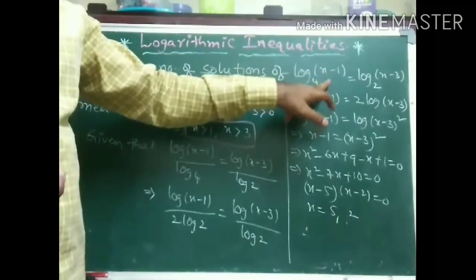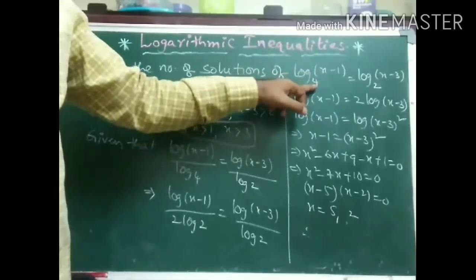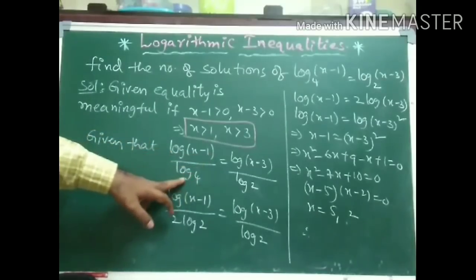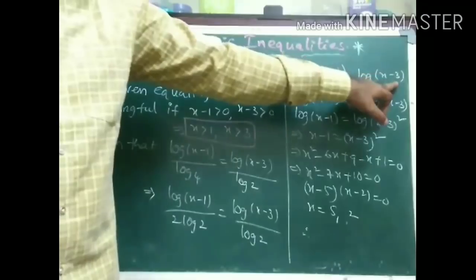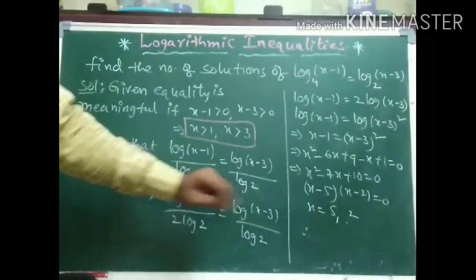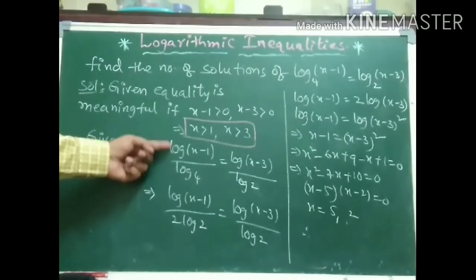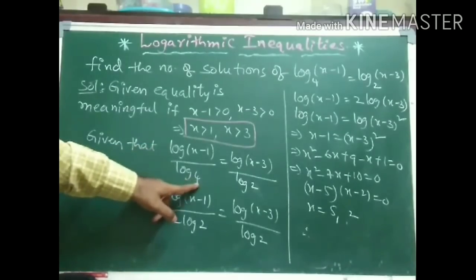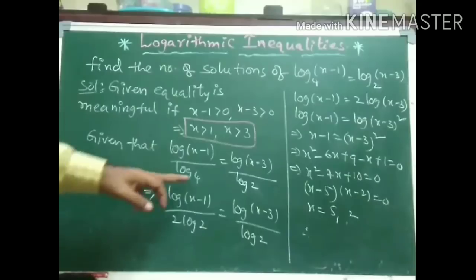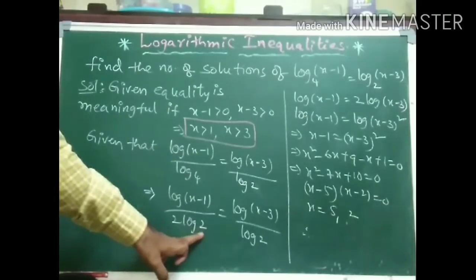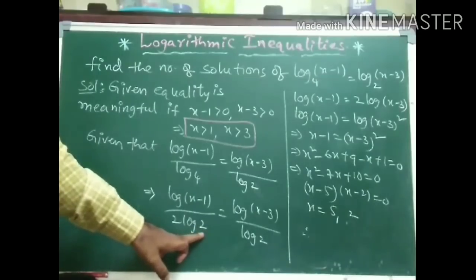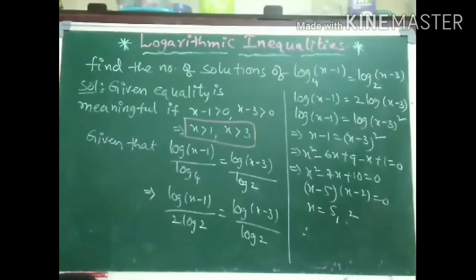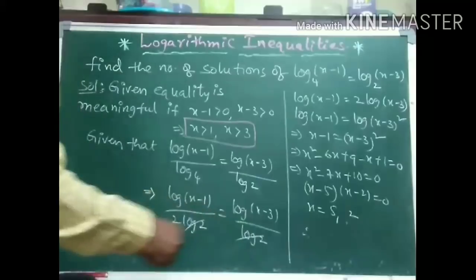This is log a to the base b. Can write it as log a by log b. Hence I can write it as log of x minus 1 by log 4, which equals log of x minus 3 by log 2. This is nothing but log a by log b, which is log a to the base b. Now in the next step, log 4, I can write as log 2 square, and that further I can write as 2 log 2, because 4 can be written as 2 square and that power comes before the logarithm. Now here log 2 and log 2 get cancelled.